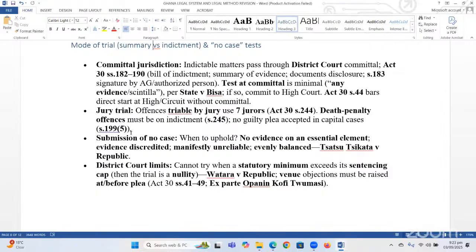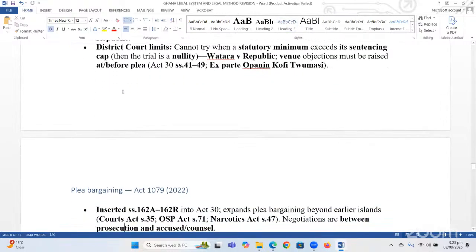So in statutory cases, for example, and in so many other cases where a submission of no case is made, the court may uphold it where the court is convinced that there's no evidence on an essential element of the case, or the evidence presented has been so discredited that no reasonable court can safely convict someone on the basis of it, or the evidence is so manifestly unreliable. In any of those situations, the court could say that the submission of no case has been successful. For that matter, the accused person can be acquitted.